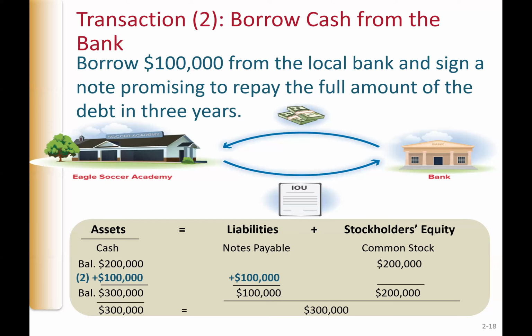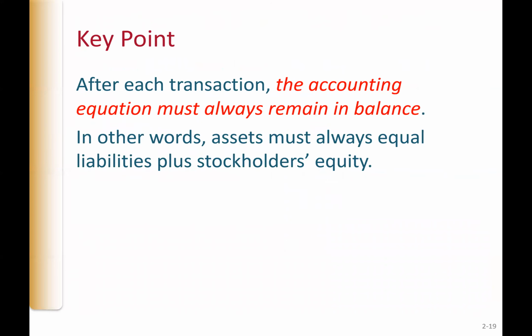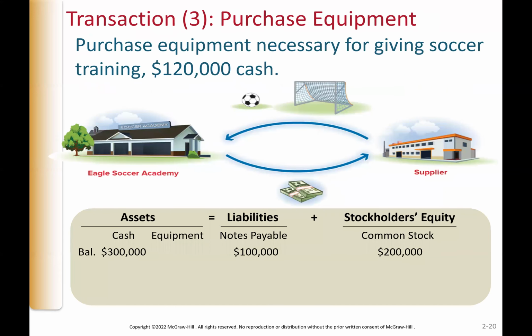We do. Our assets are 300,000. Our liabilities and our stockholders' equity are also 300,000. After each transaction, the accounting equation must always be in balance. Okay? It must always be in balance. Assets must always equal our liabilities plus our stockholders' equity.